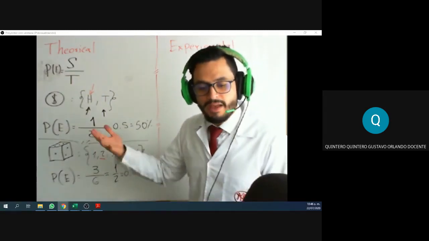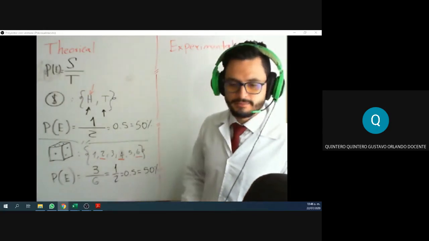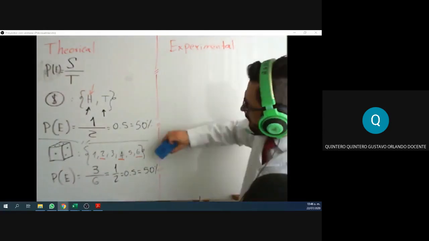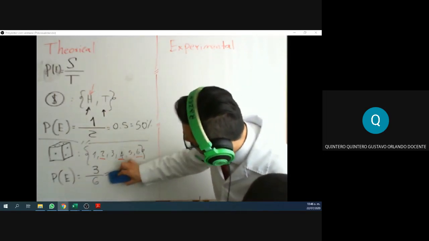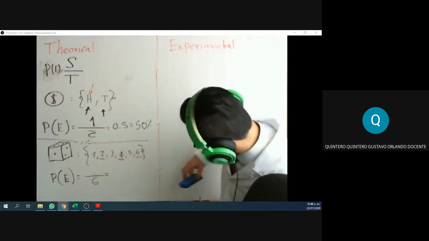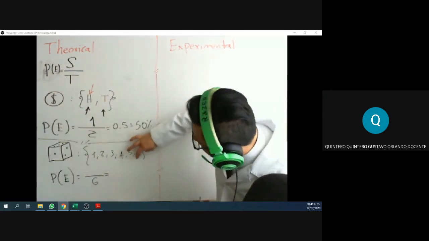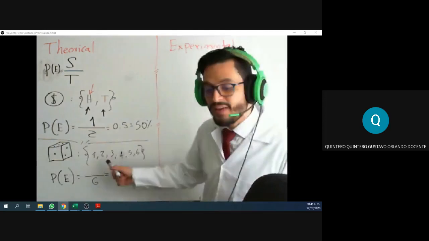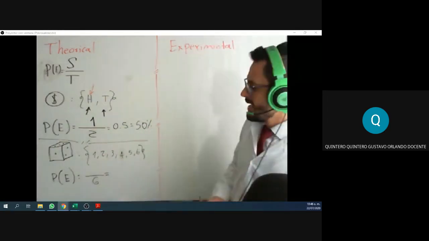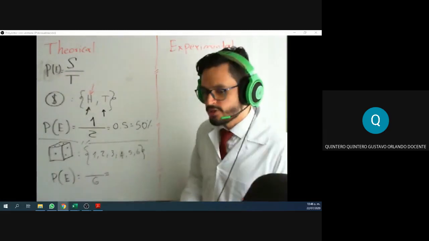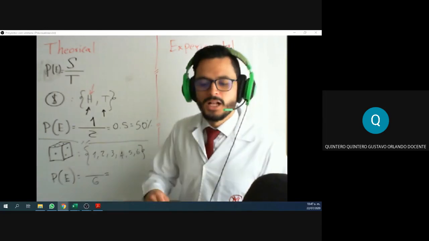Different events should give us different probabilities. Let's take a look at this. What if I change the event? Let's change all of these. Erase this, and let's count again. Let's say that now the event will be, instead of getting an even number, let's say we are looking for numbers that are multiples of 3.